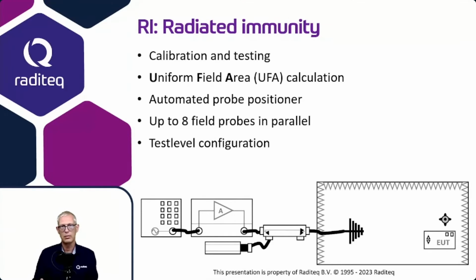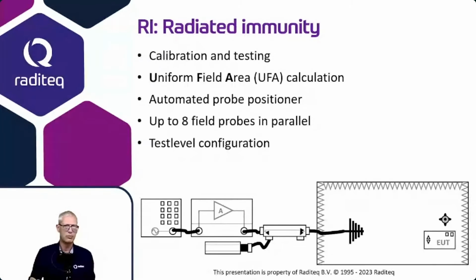And also recently, we implemented support for an automated probe positioner. So we can control the positioner to move the field probe along the 16 points, so that you have one test that calibrates all the 16 points. And so it's very easy to perform the UFA calculation. An engineer only has to set up the probe positioner, start the test, then he can walk away, do some other operations or other work. He can come back after 2 or 3 hours, and then all the 16 points are automatically measured.